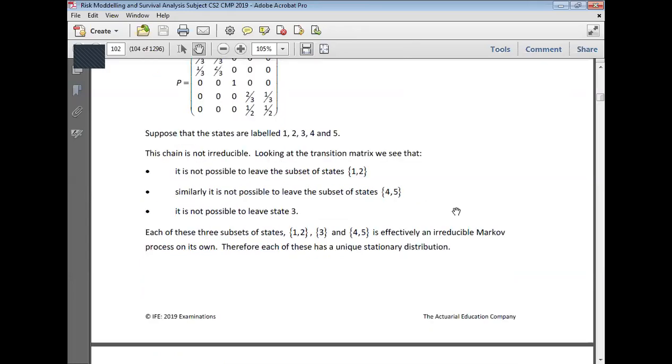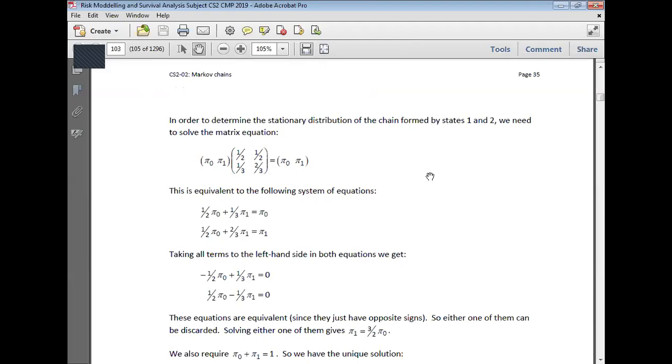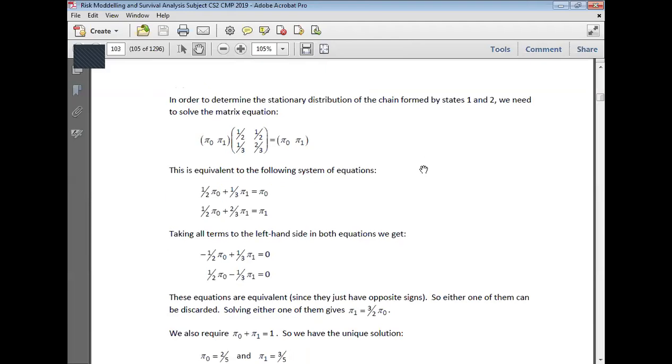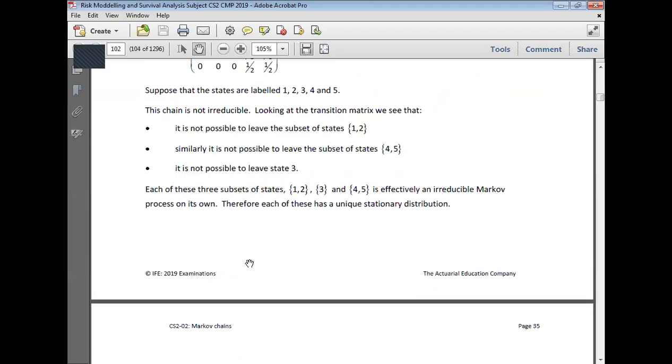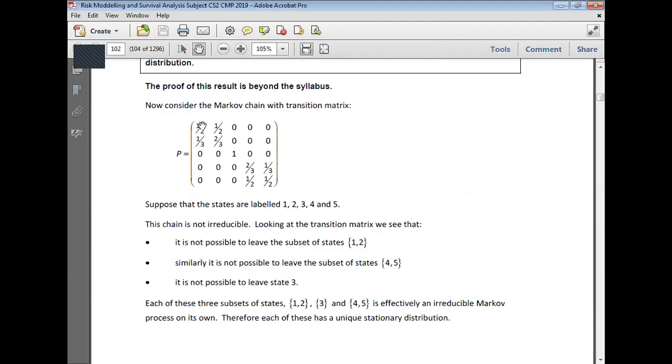So now what you're going to do is solve for each of those. You just rewrite the condition pi times P equals pi, where this is pi 0, pi 1, for ending up in state 0 and state 1. And this is the P that you have. Remember, this P is not the whole matrix, it is just this particular quadrant.